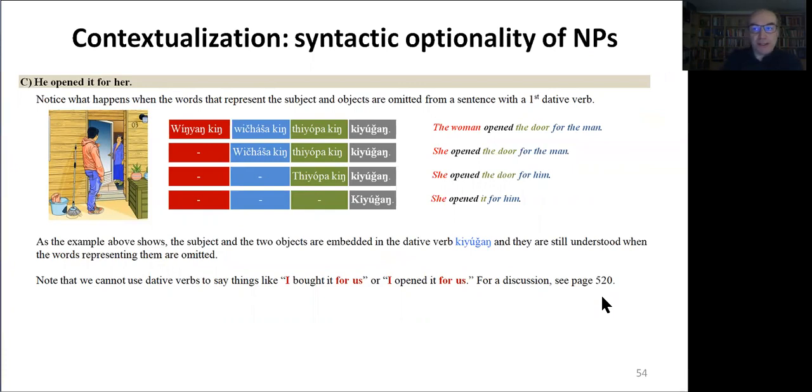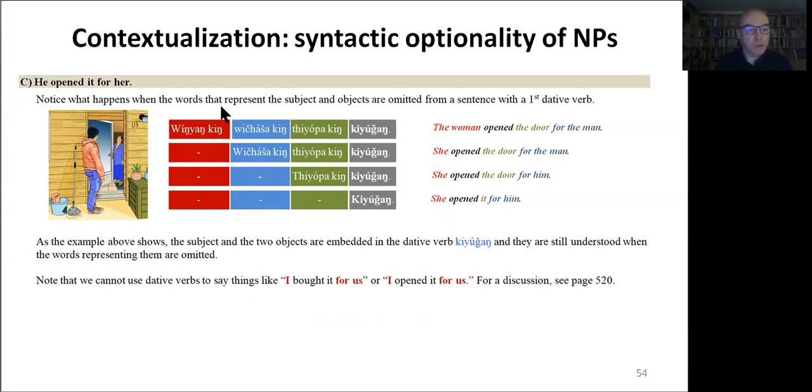Lakota is a consistently head-marking language, and as a consequence, all noun phrases are syntactically optional. We don't have to say it in this formal way, and we don't need to use this technical description that I just did, but we can provide the following instruction and contextualization.